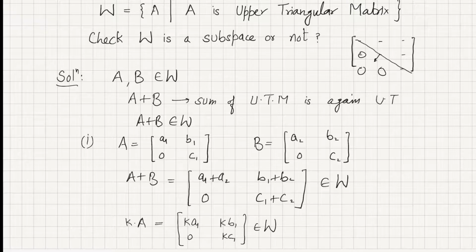In general, for the vector space of all n by n matrices, we can show that the collection of all upper triangular matrices, or the collection of all lower triangular matrices, or the collection of all diagonal matrices will form a vector subspace. So let's move to the next example.